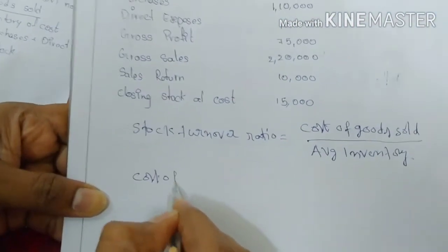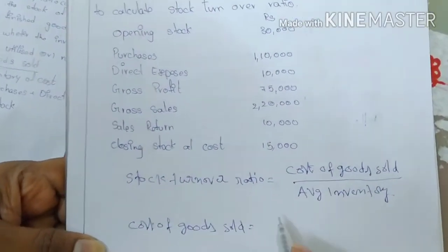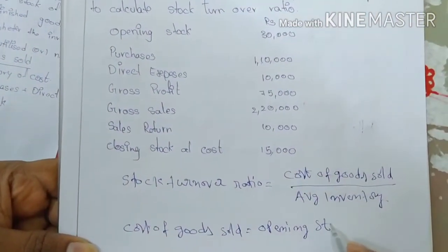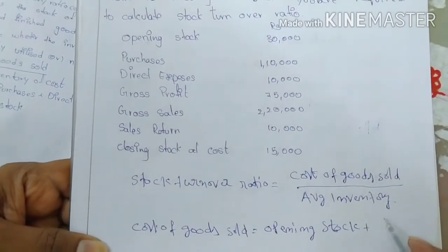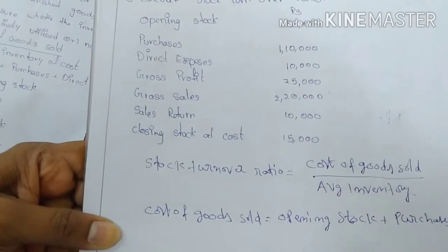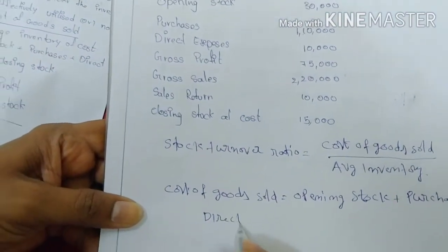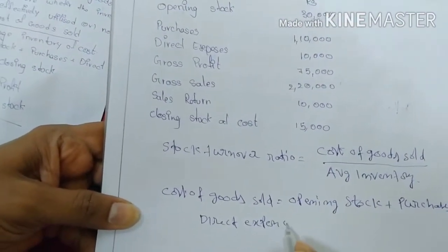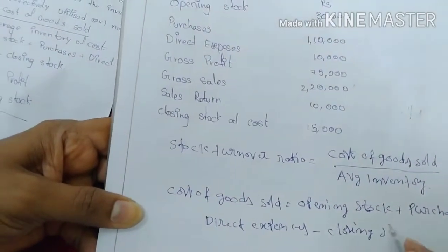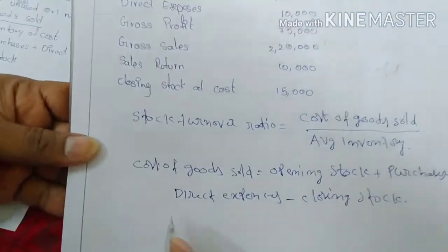Cost of goods sold is equals to opening stock plus purchases plus direct expenses minus closing stock. So now we will substitute values here.